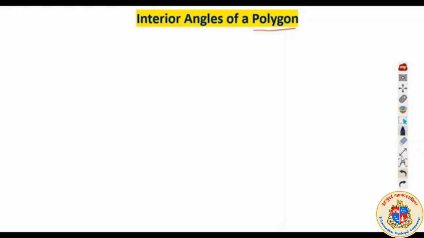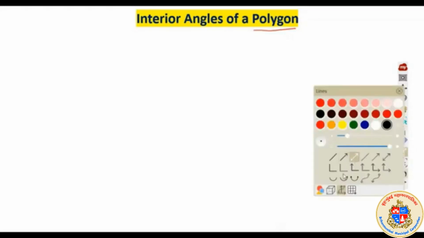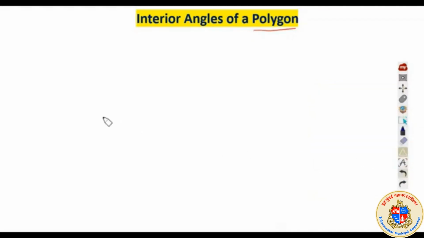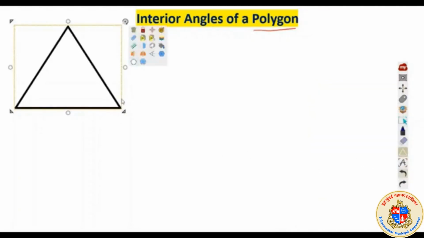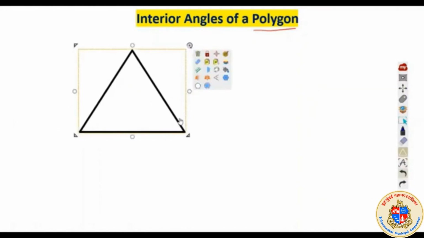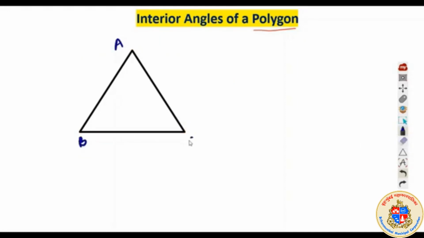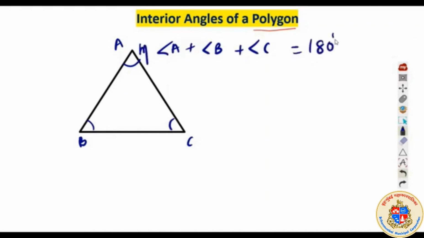Interior angles of a polygon, let us start with the triangle itself. The total of the measure of the angles of this triangle, if you really measure it with the help of a protractor, you will find that the sum of the angles, let me name it as triangle ABC, and this is angle A, this is angle B, and angle C. So if I take the measurement of angle A plus angle B plus angle C, the total will be equal to 180 degrees. Practically proved, many times proved.